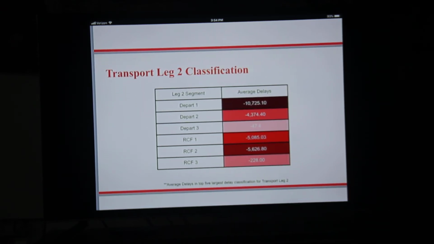This table shows the average delay times for Transport Leg 2. We were able to find the averages of the top 5 largest delays within each segment, and this is what Leg 2 averages were. We are showing the averages of DEP and RCF because these were the segments that had the largest averages. As you can see, this table is also shown as a heat map, showing the largest delay in the deepest red and the smallest delay in the lightest red.